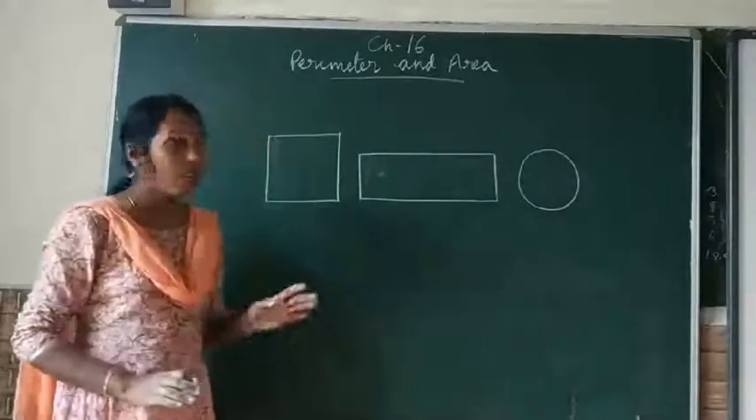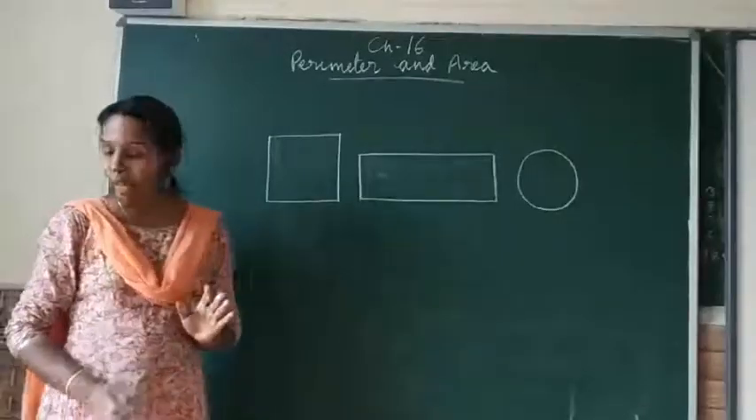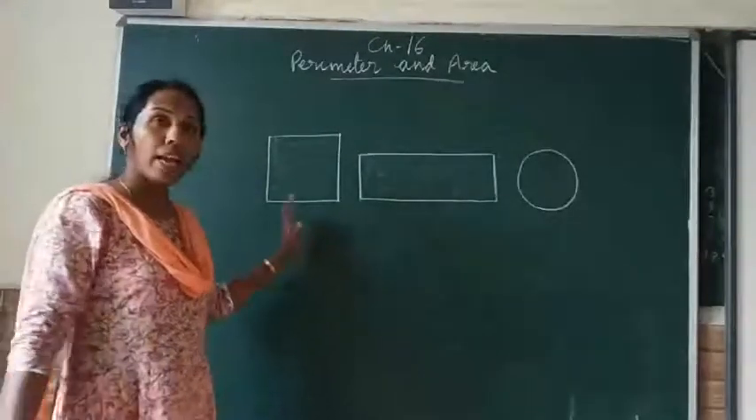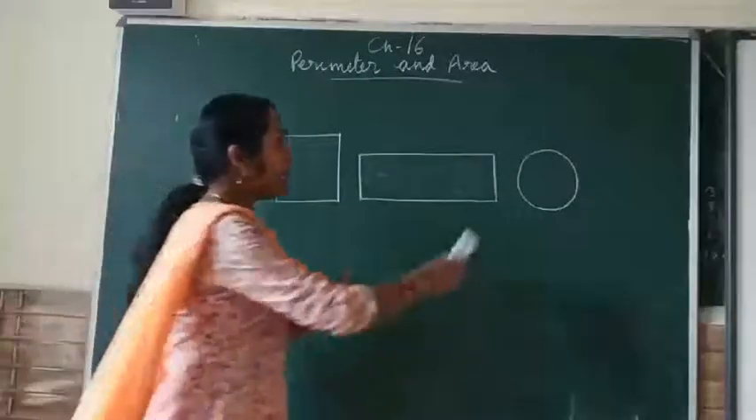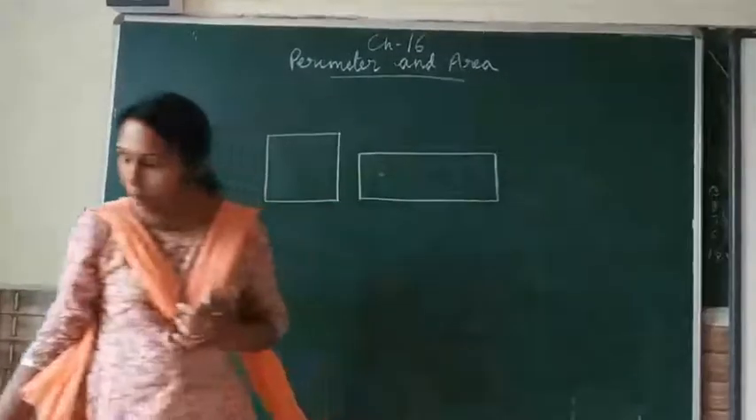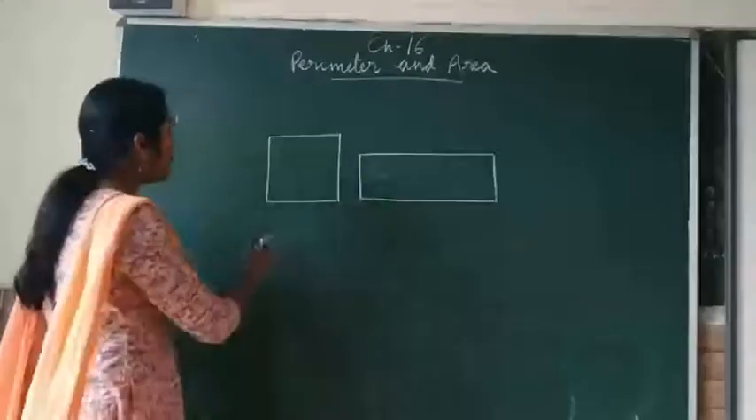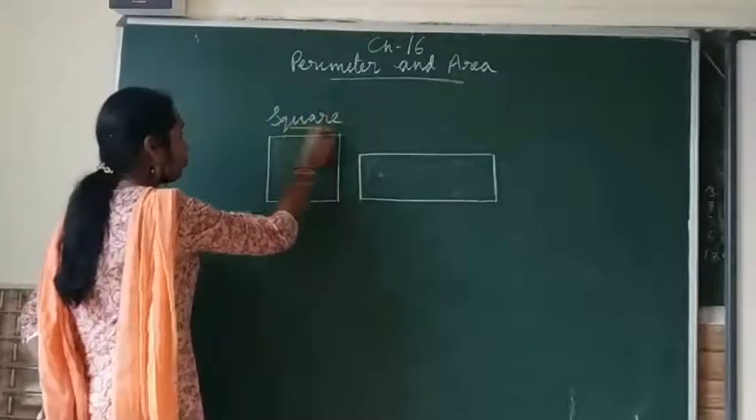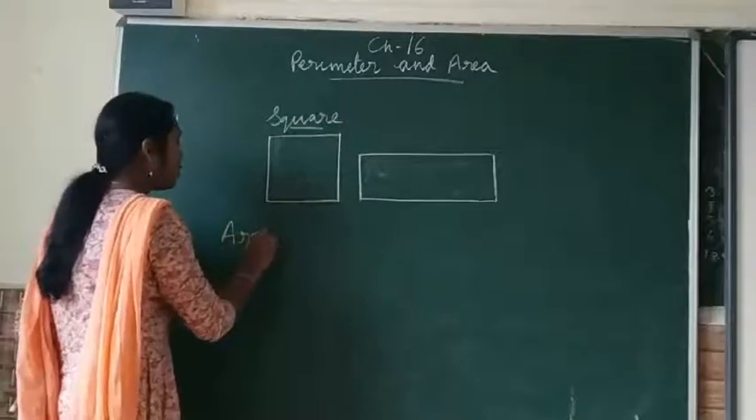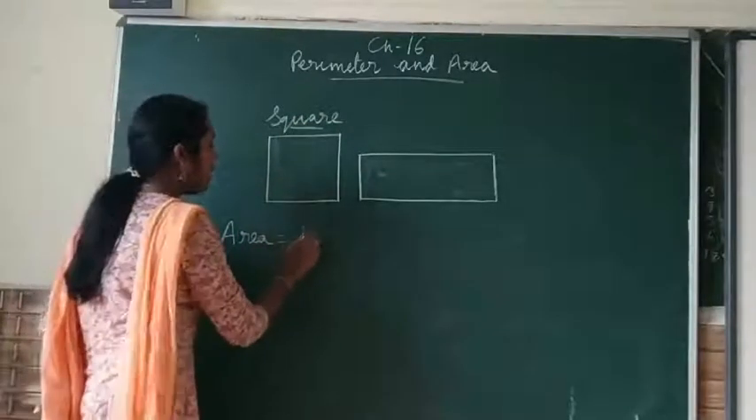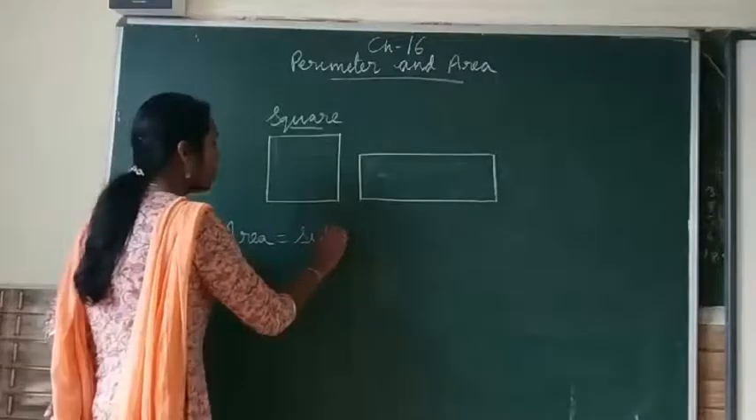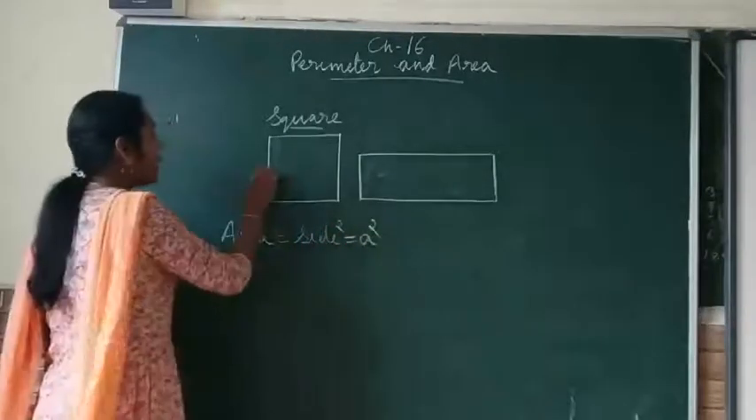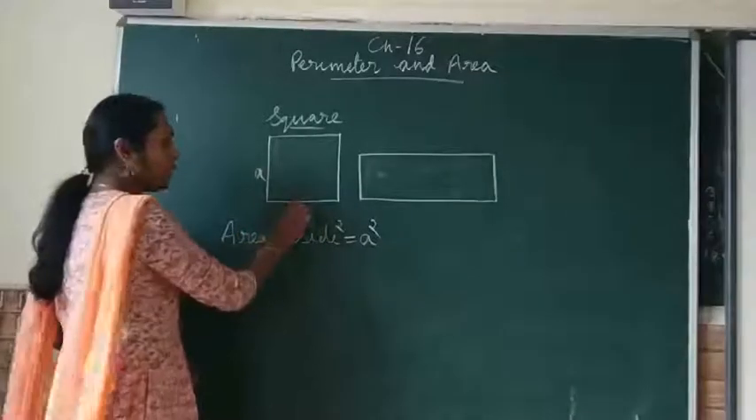So let us see what is the area of square. In this video we will discuss only area of square and rectangle. We shall discuss circles later. So first of all, let us see what is the area of a square. For square, area is equal to side square, or it is equal to a square. Usually we take the side as a. Length and breadth both are same, you know that.